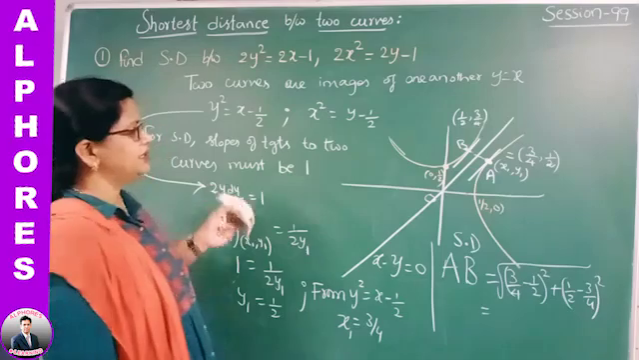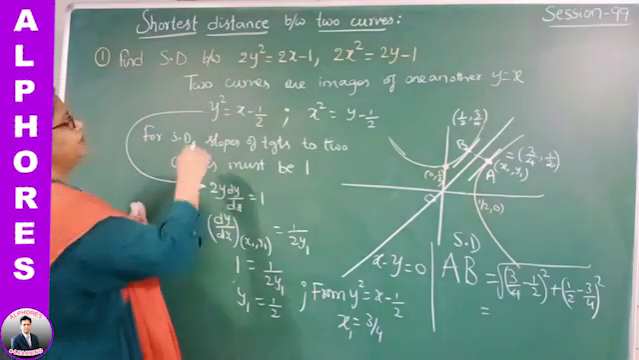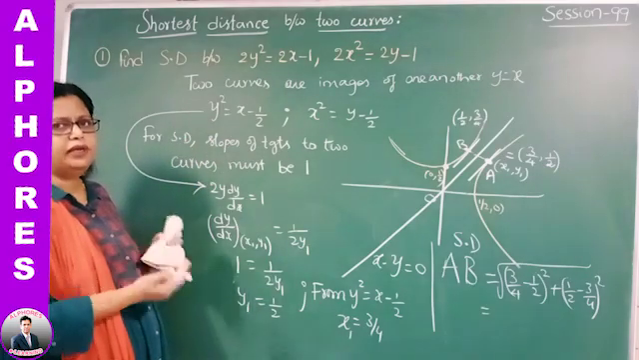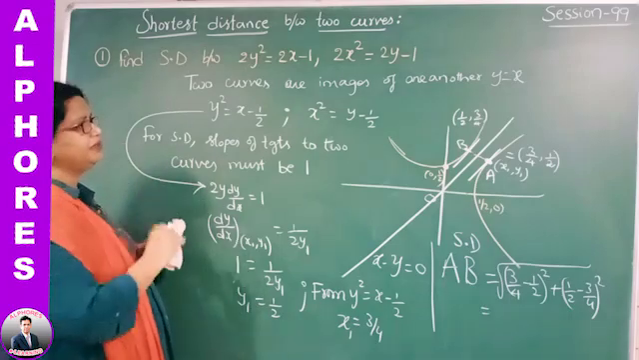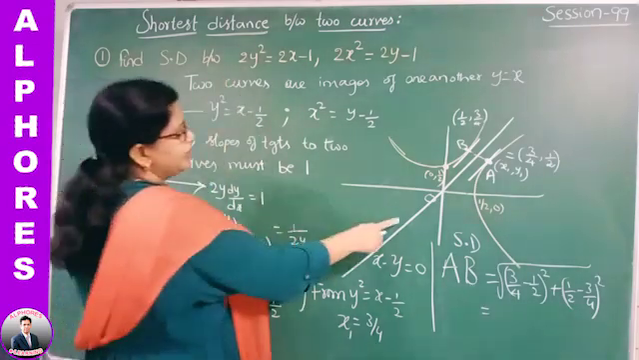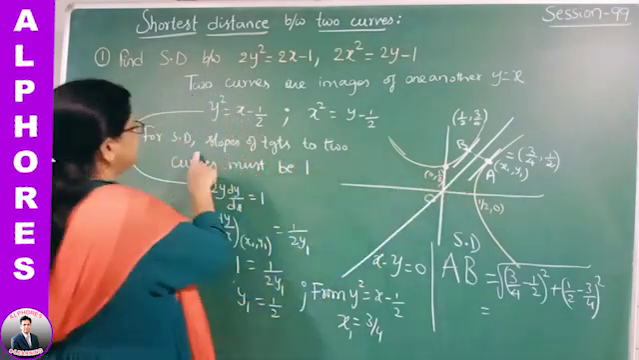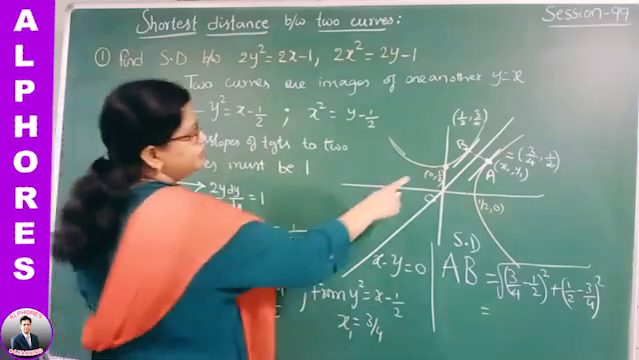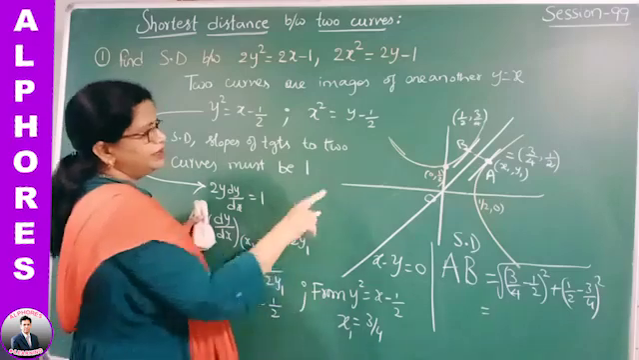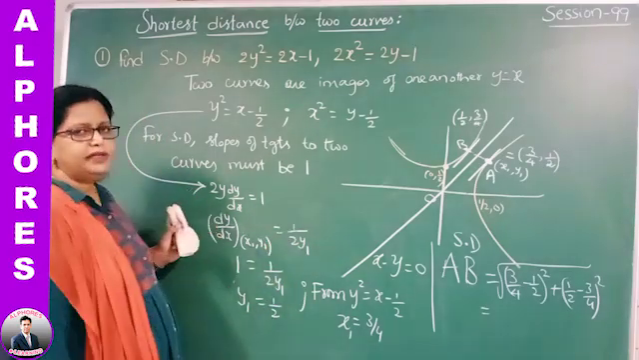So, students, this is the procedure of finding the shortest distance between two curves. The first observation must be: are they images of one another with respect to a given line? Here the clear observation is y equal to x, and thereby we found the slope of this line is 1. Hence, wherever the shortest distance is required, these two tangents and this line are parallel. As they are parallel, the slopes are equal. Therefore, we found it using the dy by dx concept.